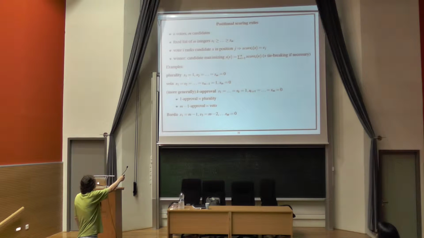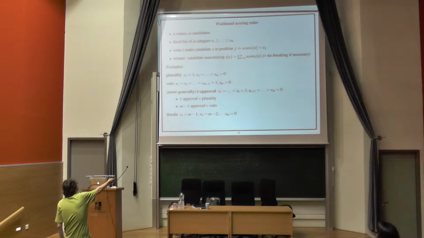And so plurality, as we said already, corresponds to 1 for the top and 0 for everything else. That was your suggestion. And Borda corresponds to that. Usually we say m minus 1, m minus 2, down to 0. It would be the same if, of course, we start with m. It doesn't change anything.